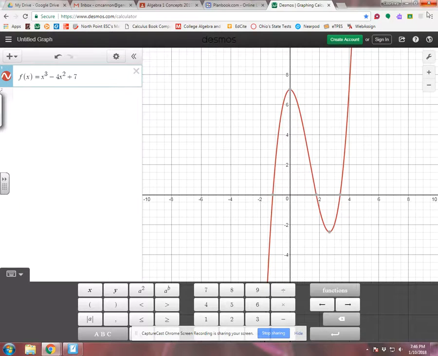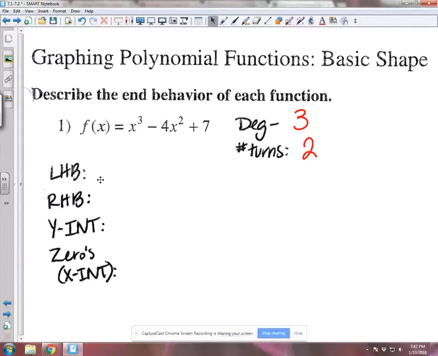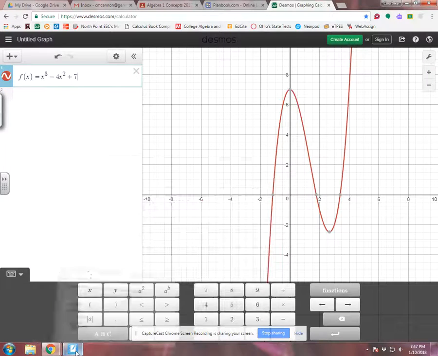Notice the number of turns, meaning it's going to go from turning there once and it turns there. There's my 2 turns. Okay, now the first thing that my notes ask you for is the left-hand behavior and the right-hand behavior. So what does the left side of this thing do? The left side goes down, it decreases, and the right side goes up, it increases.